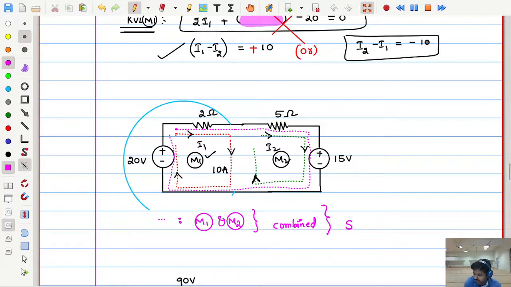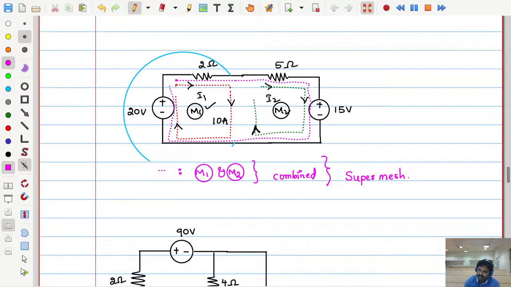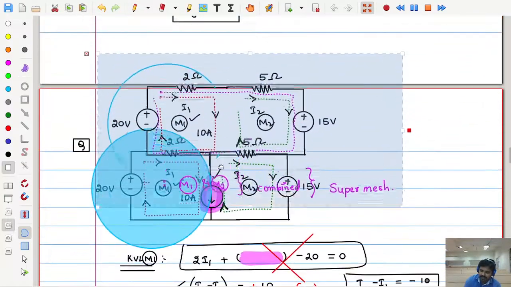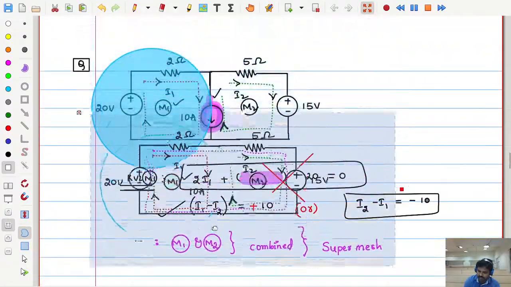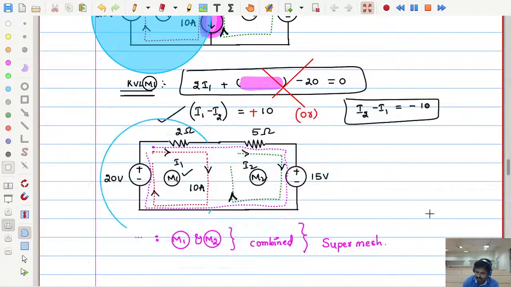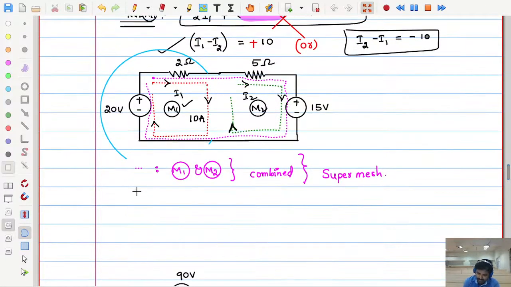This we call as super mesh, like Superman. Super mesh. Now for this mesh you write down the voltage law, Kirchhoff voltage law, for this pink color area. See, it is a Superman, like jumping up and down. So now write down the KVL for the mesh 1 and 2 combination, which we usually call a super mesh.